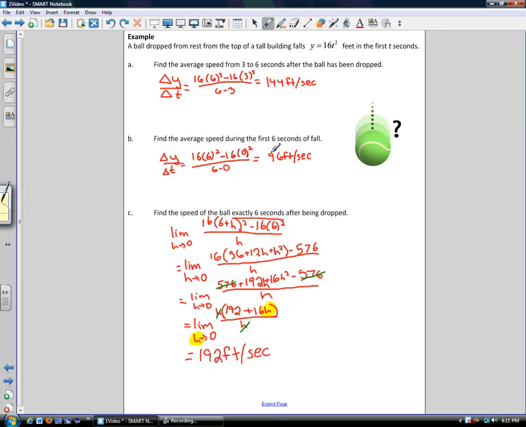Let's just look at the other ones and make sure that this makes sense. Okay, it should be speeding up as it goes along. So since we're looking at exactly 6 seconds, okay, it should be even faster than this one. So 3 to 6 seconds, the average speed was 144. So at exactly 6 seconds, it should be higher than that because it's averaged with the 3 and the 4 and the 3.5 and 3.7 and everything in between. So therefore, it should be higher, and it is.